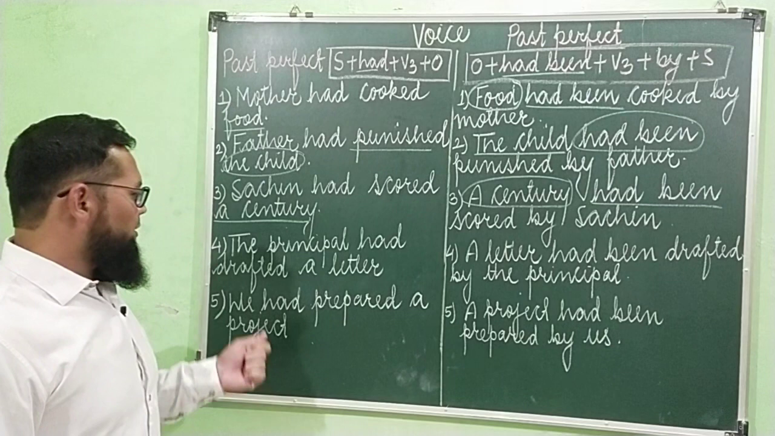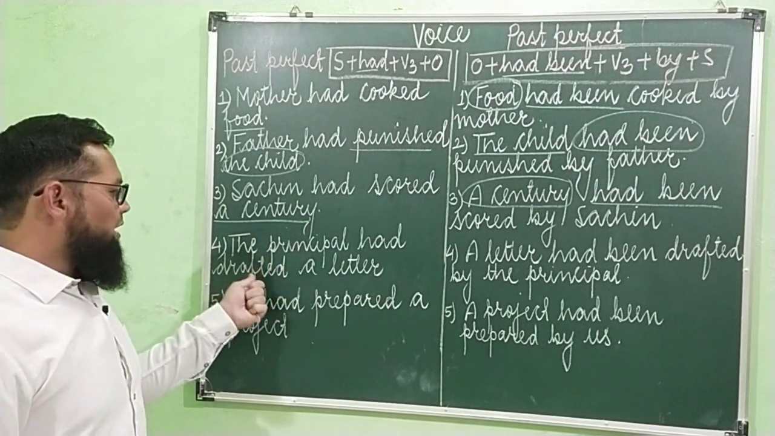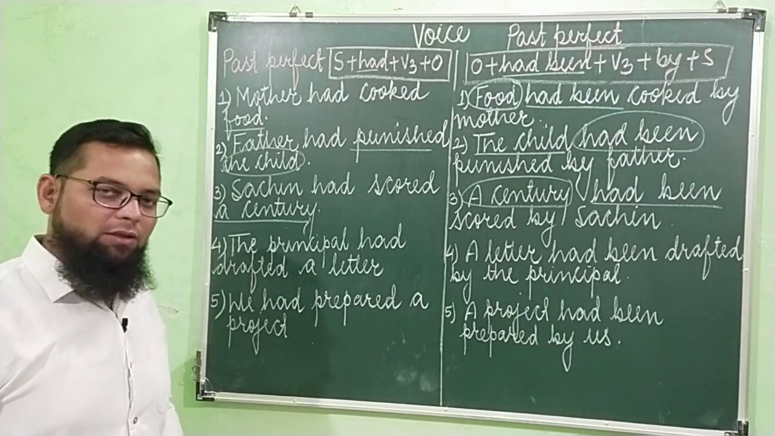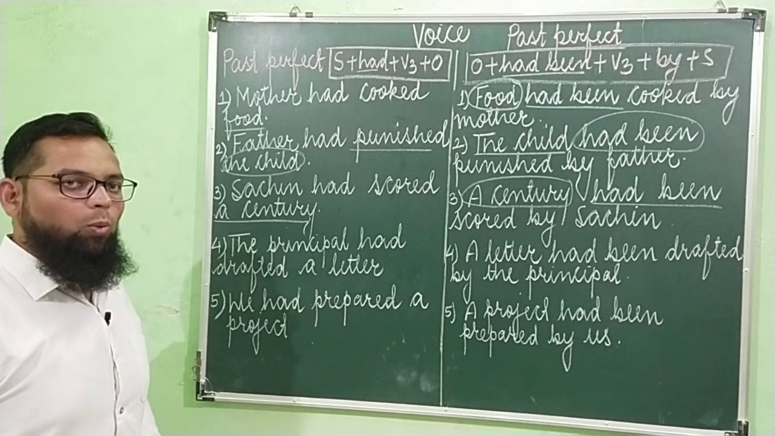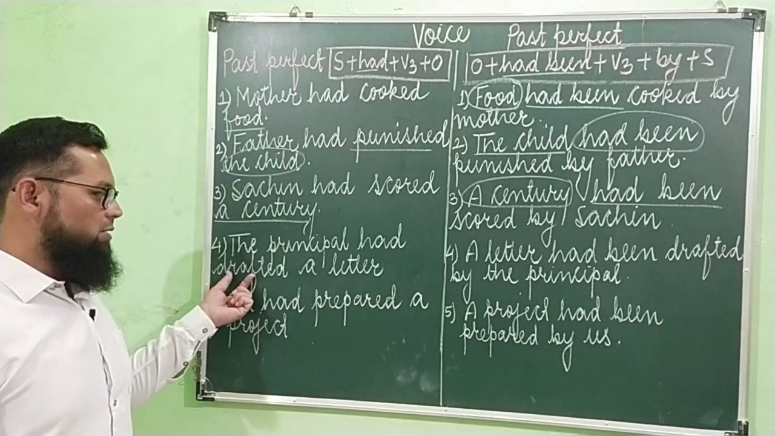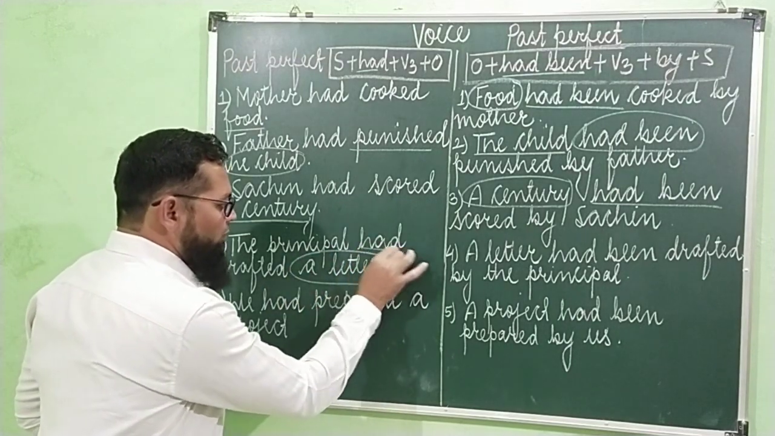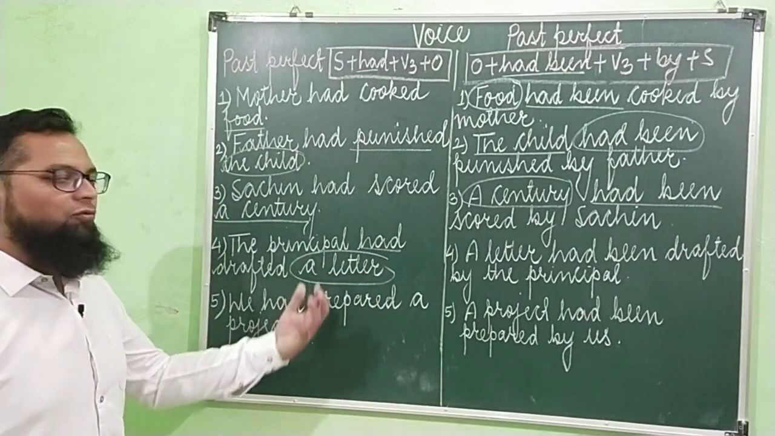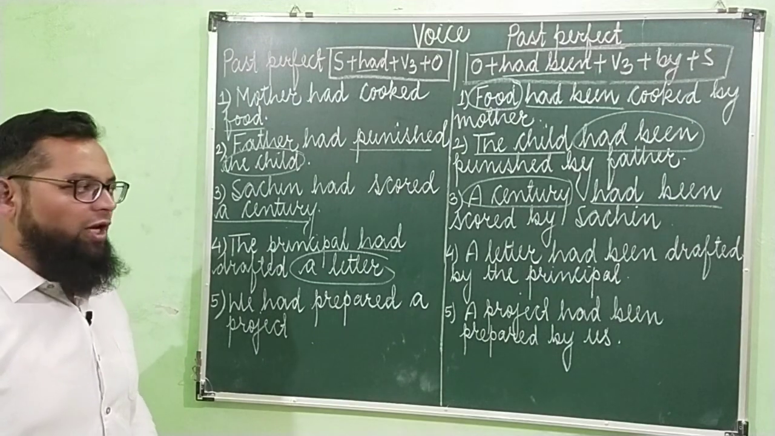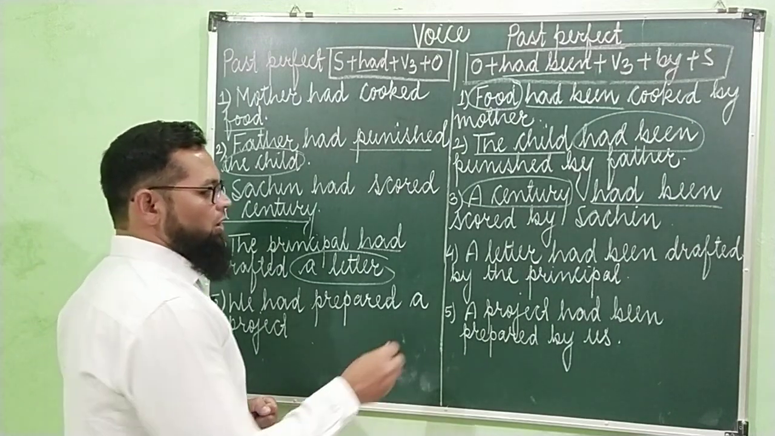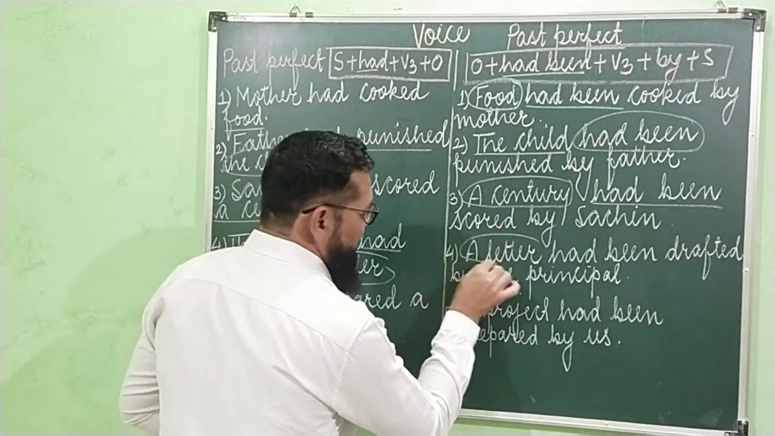The next example, the principal had drafted a letter. So in this sentence also, what is the verb? Drafted. What is the object? A letter. And what is the helping verb? Had. While we convert it into passive voice, we have to write the object first. So here I have written the object, a letter.